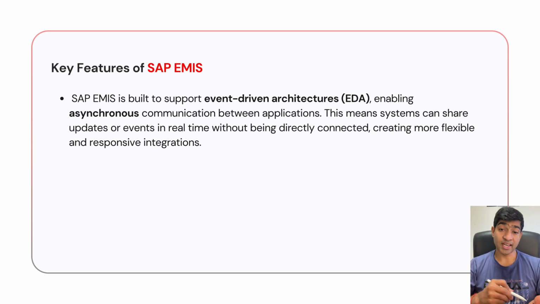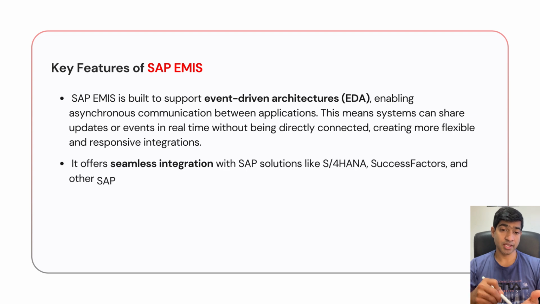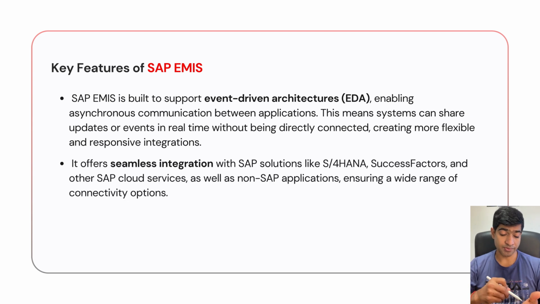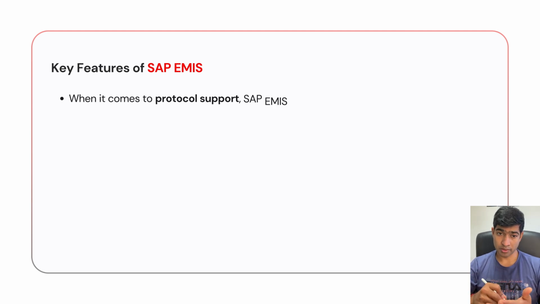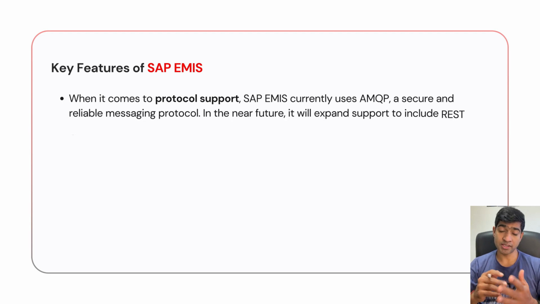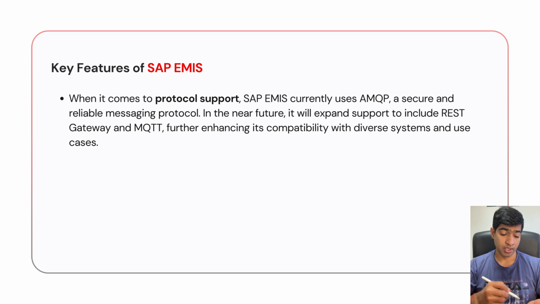The second aspect is that it offers seamless integration with SAP solutions like S/4HANA, SAP SuccessFactors, and other SAP cloud services, as well as non-SAP applications, ensuring a wide range of connectivity options. When it comes to protocol support, EMIS currently uses AMQP as a secure and reliable messaging protocol. In the near future, SAP has promised to expand support for REST gateway and MQTT, further enhancing its compatibility with diverse systems and use cases. So you need to check the SAP documentation for the latest updates on the protocol support. Right now it is supporting AMQP.